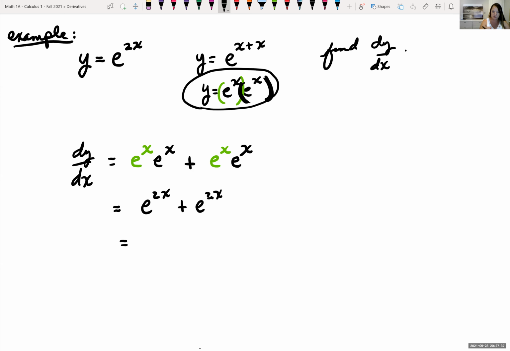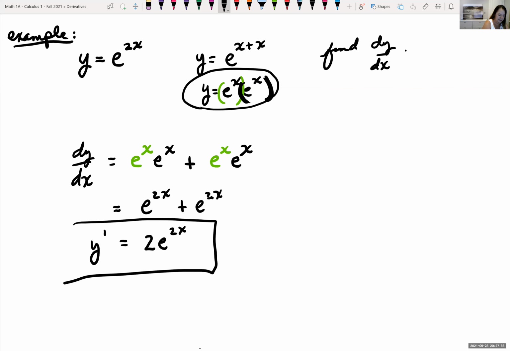These are like terms. They're the exact same base, exact same exponent. We have 2 of them. So 1 e to the 2x plus 1 e to the 2x is 2 e to the 2x. So our derivative of y, e to the 2x, is equal to 2 e to the 2x power.